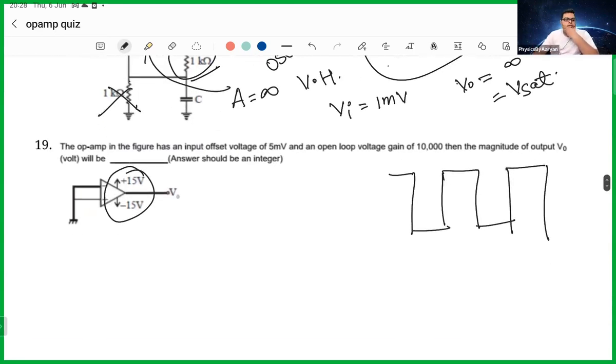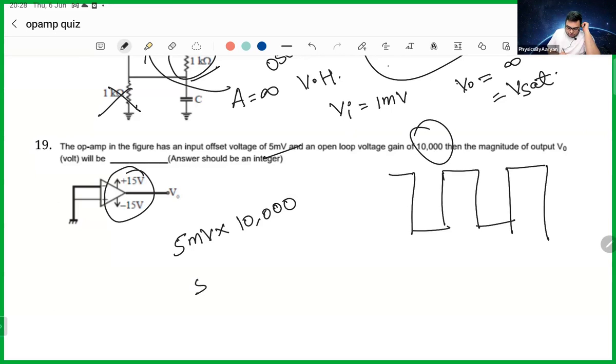Okay. And since it is oscillating, they are asking you what is the frequency of oscillation. The op-amp in the figure has an input offset voltage of 5 millivolt and an open loop gain of 10,000. Then the magnitude of output voltage will be? When the gain is so high, if you multiply 5 millivolt with your gain of 10,000, you will find that this comes out to be 50 volt.